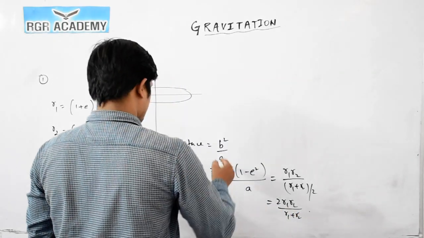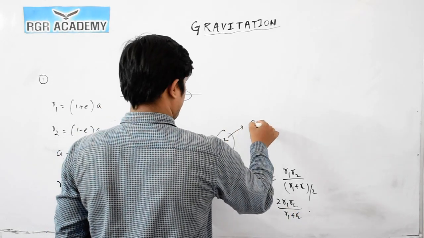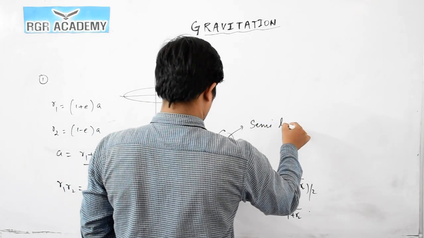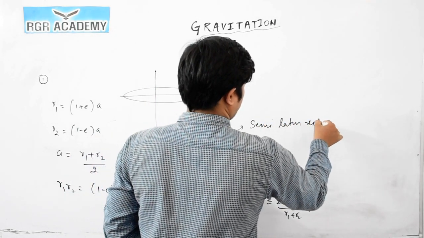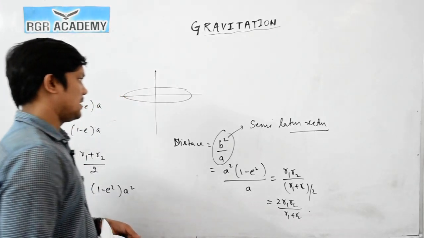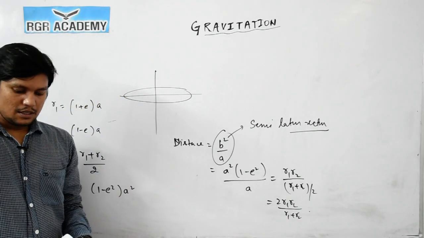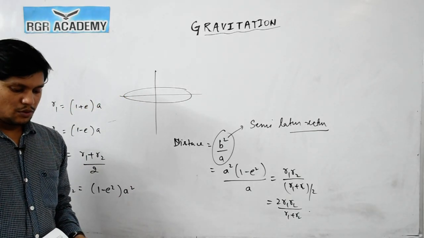So actually this is known as what? Semi latus rectum. So these are the properties of ellipse in mathematics. I hope you have seen this thing. Okay. Now the question number 2.